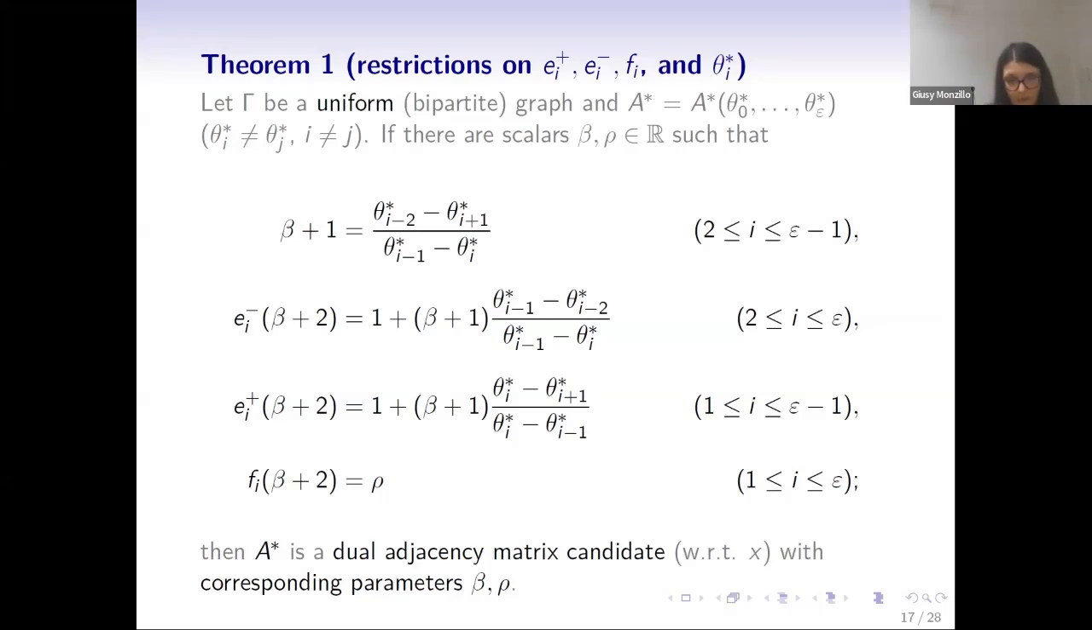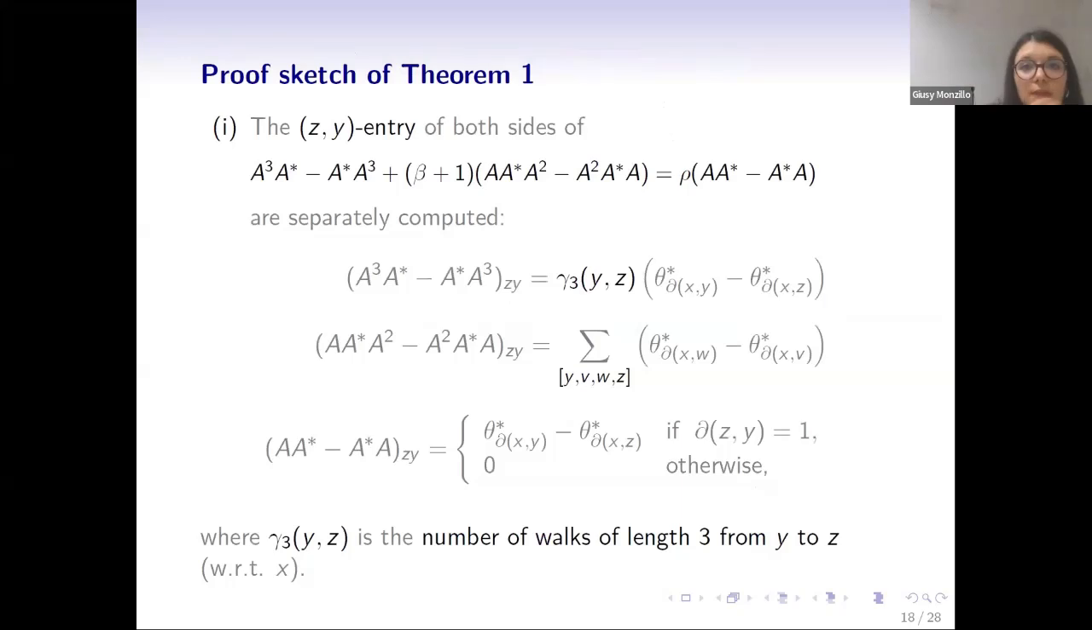So, to better understand what's going on here, since the uniform property can help us get our result, to convince you I want to show you a sketch of the proof, quickly. We want to show that for these choices we have a dual adjacency matrix candidate. So we want to prove that there is a tridiagonal relation of this kind.